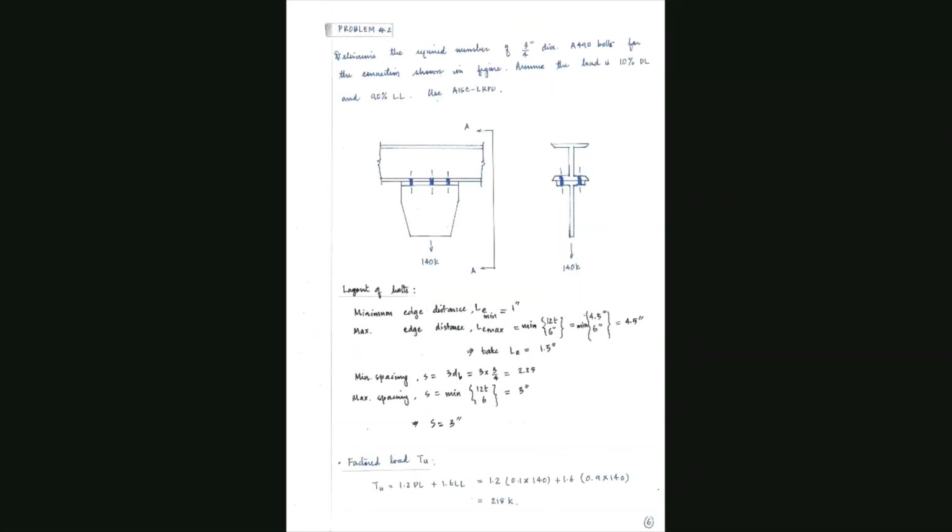Okay. Next we have a bolted connection subjected to direct tension. You remember this is subject to direct tension, and determine the number of 3/4 inch diameter A490 bolts for the connection shown in the figure. Assume the load is 10% dead load and 90% live load. Use LRFD. Now this question has been taken from your textbook. The same question is available in the textbook. I've just rewritten this one.